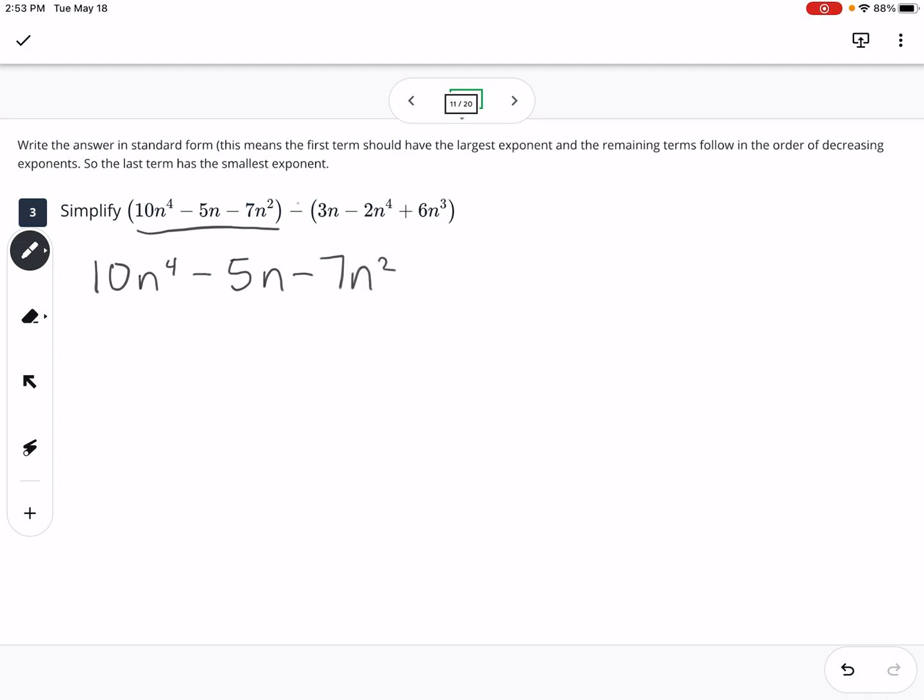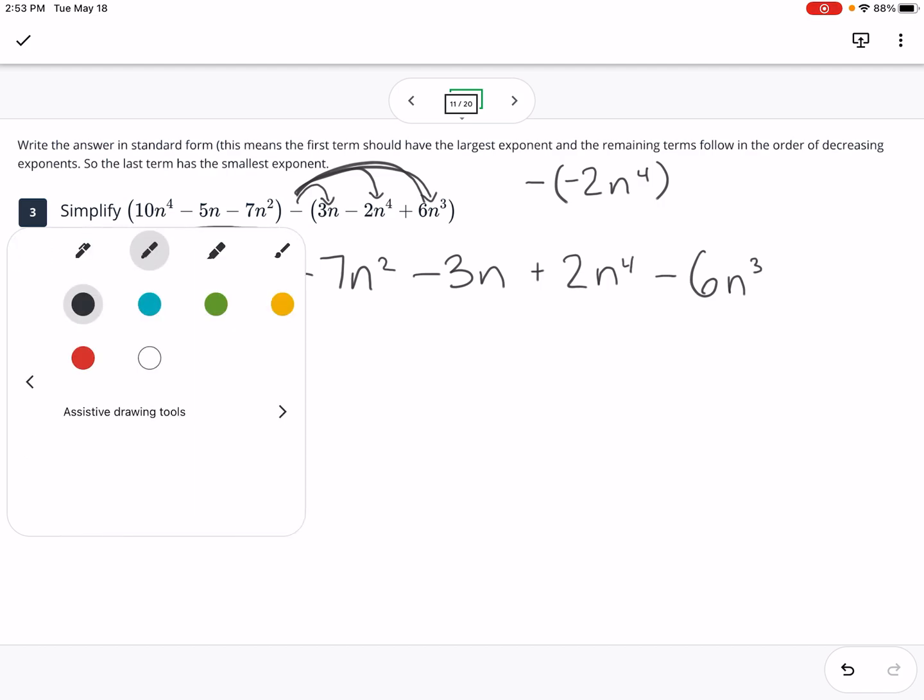But for the second one, this negative sign applies to everything inside the parentheses because it's in front of the parentheses. So this means I'm subtracting 3n. I'm subtracting negative 2n to the fourth. And remember, when I have a double negative like this, it turns into a positive. So this becomes plus 2n to the fourth. And I'm subtracting positive 6n to the third, so it becomes negative. So it looks like this.